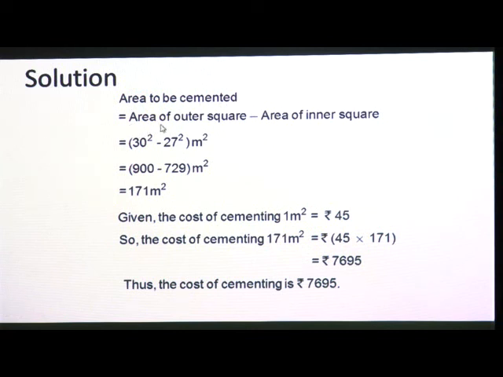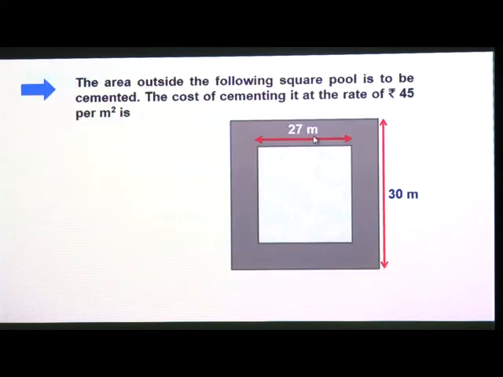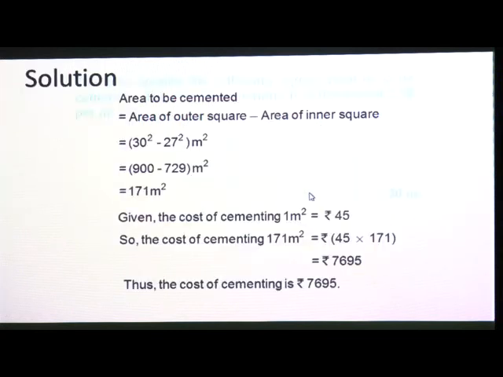The solution for this: the area to be cemented is equal to the area of outer square minus area of inner square. I will show you again. This is the area of outer square. First we have to find out the area of outer square minus the area of inner square. Now it is a square, so you know that all the sides of a square are equal. So, it is very easy, you can find out the area of outer square as well as the area of inner square.